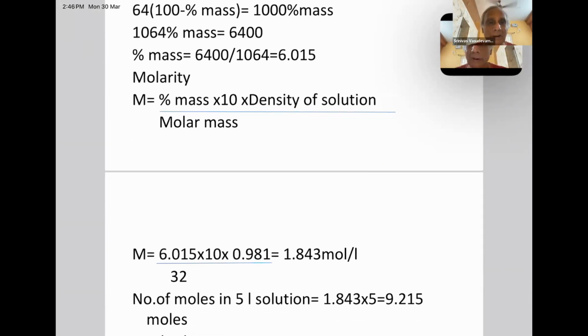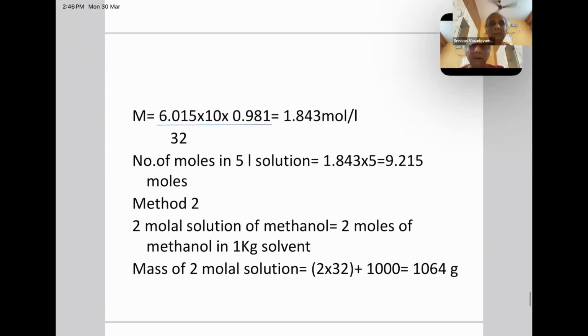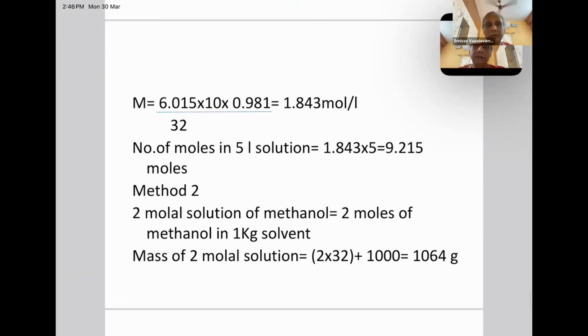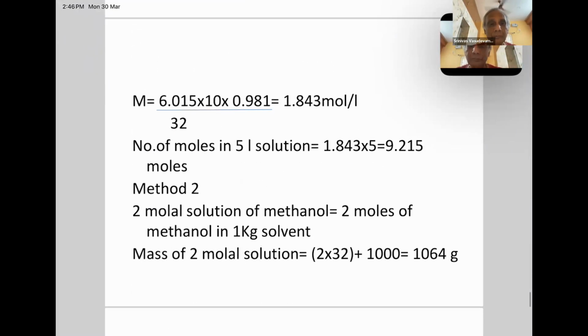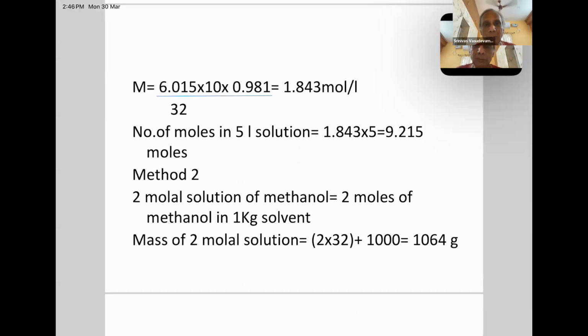So molarity is percentage mass by molecular mass into 10 into density. So 6.015 by 32 into 10 into 0.981, which is 1.843 mole per liter. Number of moles in 5 liter solution, multiplied by 5. 1.843 into 5, 9.215 moles.